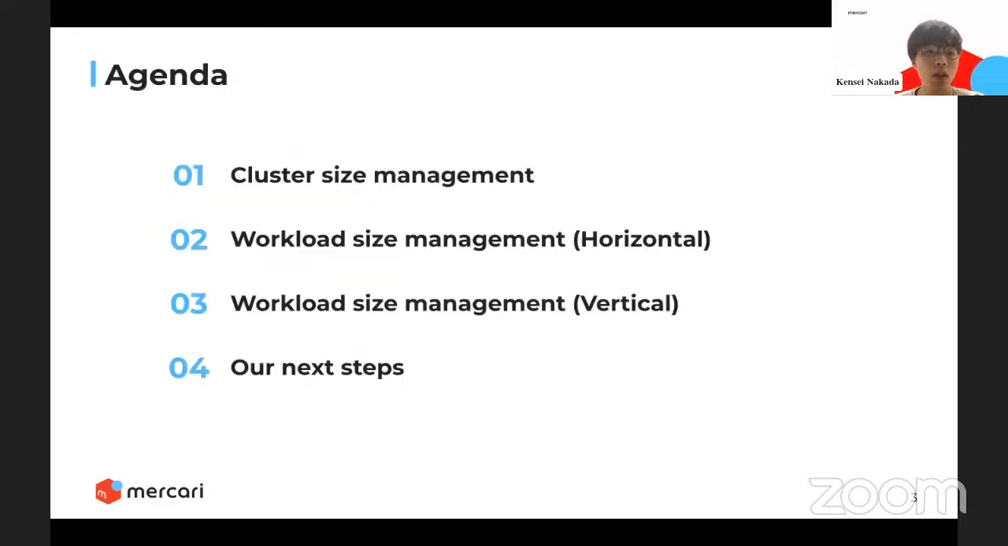So today I'm going to talk about some resource management practices in Kubernetes at Mercari. We have various attempts for optimizing the Kubernetes resources these days. So yeah, let's go into the details.